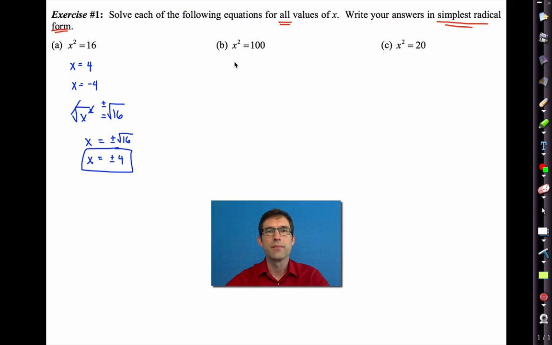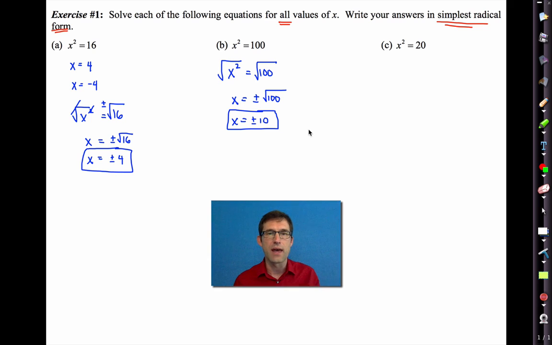Watch how that works in letter B. We have x squared equals 100. Let me rewrite it here so I have a little bit more room. To get rid of the squaring, we take the square root of both sides, and we get x equals plus or minus the square root of 100. But 100 is a perfect square, so we get plus or minus 10. And that makes sense, right? Because if we square 10, 10 times 10, we get 100. And if we square negative 10, negative 10 times negative 10, we get 100. Now that's important. You might just say, hey, why not just write down 10 and negative 10? And I can't disagree with you.